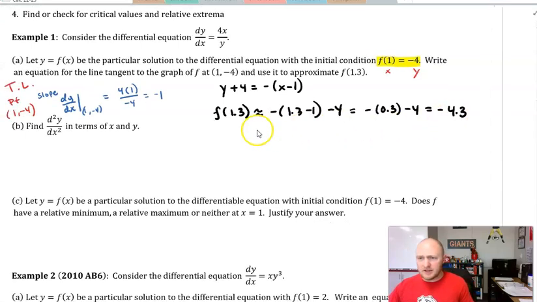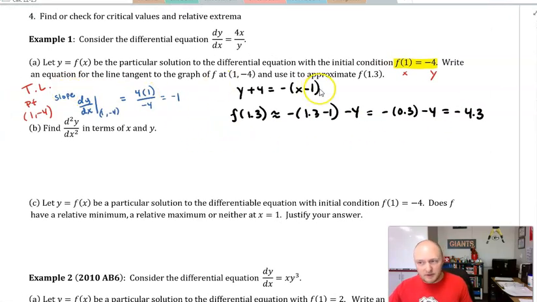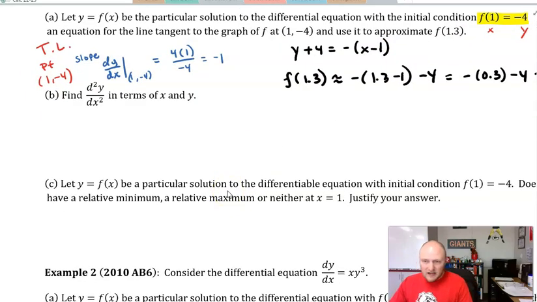So, a couple of things. Writing the tangent line, big idea. Big idea. And then approximating. All right, B. Find d squared y over dx squared in terms of x and y.